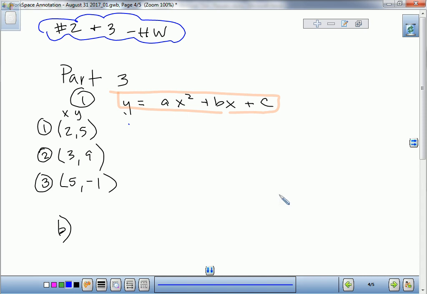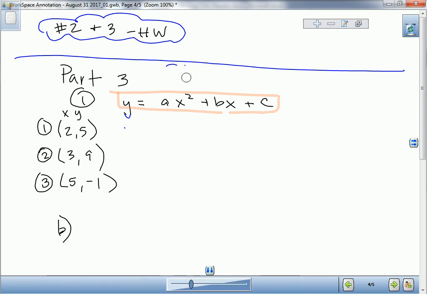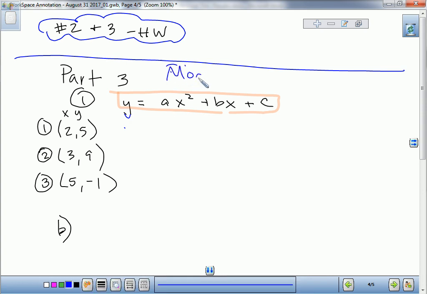Now, let's switch to the second set of applications. And this is polynomial modeling, or modeling polynomial functions. That's on the second page I gave you. Do that last.